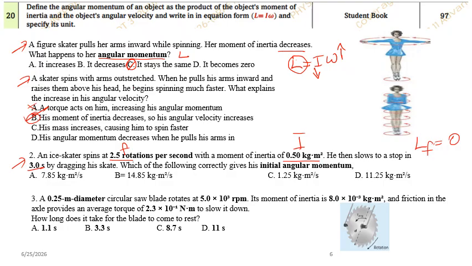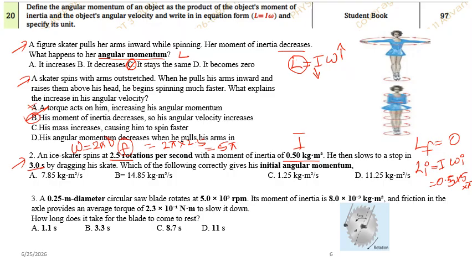So how do you do it? They have given the value of I, but omega directly they haven't given. Omega indirectly they have given. So how do you calculate omega? Omega is equal to 2 pi f. So it becomes 2 into pi into 2.5. So omega you will get is just 5 pi. 5 pi is omega, and 0.5 kilogram meter square is I. So what will be Li? Li will be equal to I into omega, which is 0.5 multiplied by 5 into pi.